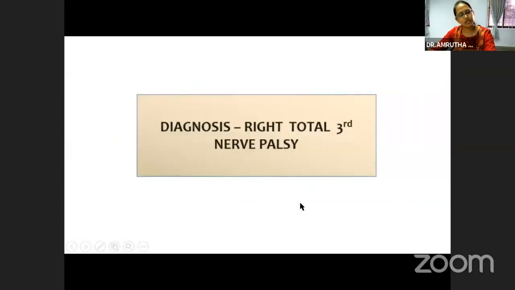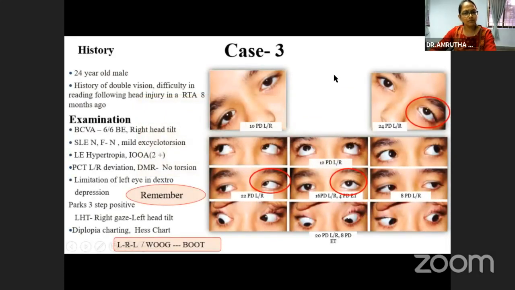Remember, surgical management of right third nerve palsy is very challenging, and always remember not to operate on more than three extraocular muscles at a time because of the problem of anterior segment ischemia. Third case, I'll go in briefly.